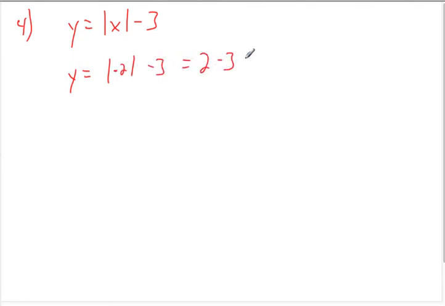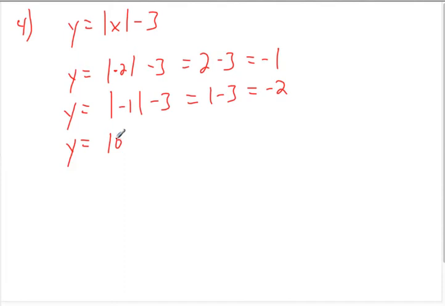Let's go on to number 4. Now we have an absolute value. Y equals absolute value of x minus 3. So since the absolute value is only surrounding the x, basically everything we plug in ends up being positive. So -2, absolute value, minus 3 becomes 2 minus 3, which is -1. -1, absolute value, minus 3 is 1 minus 3, which becomes -2.